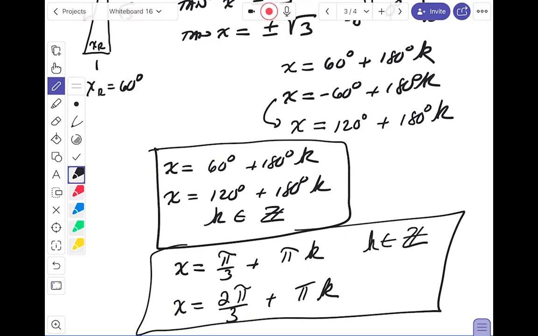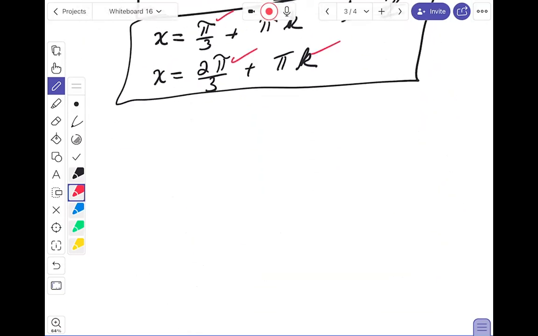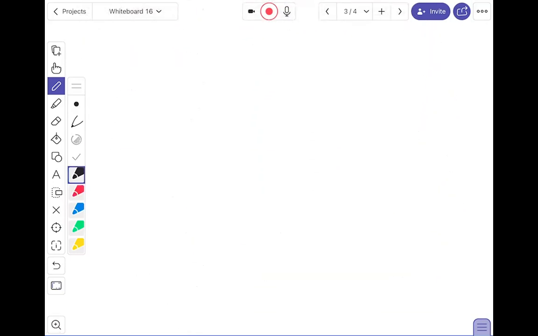Okay, let's look at the answer key. And I always kind of wonder, do I get the right answers? I make mistakes. Let's take a look at it. Pi over 3 plus pi k. They're using n again. 2 pi over 3 plus pi k. We're doing pretty good. Let's go to number 9. And what's number 9? It says solve the equation. I'll write it down for you.